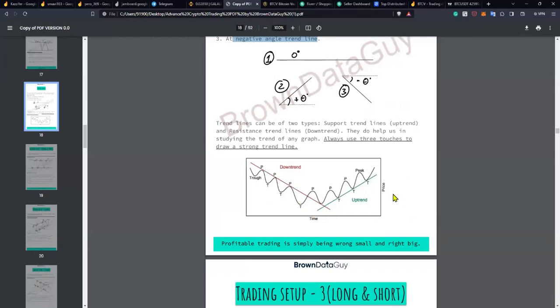And there is time, of course. Time and price is there. But this is a trend line. Always use 3 touches to draw a strong trend line. Minimum is 3. Maximum it can be 4, 5, 8, 10. It's up to you.